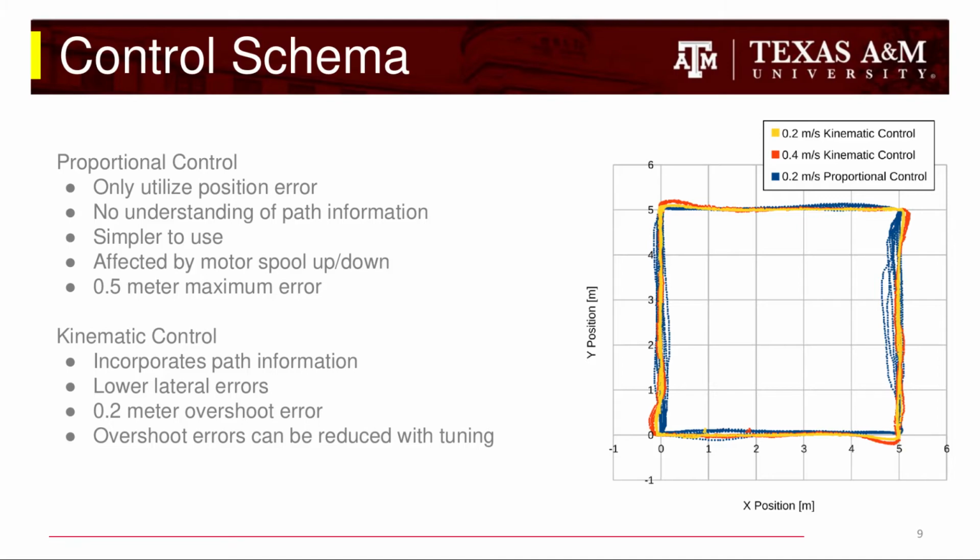After seeing these errors, we implemented a kinematic control schema. This incorporates the path information, which allows us to reduce the lateral errors. In this case, we saw a 0.2 meter overshoot, and we're actually able to reduce these overshoot errors by tuning the kinematic controller and taking into account curvature information of the path.